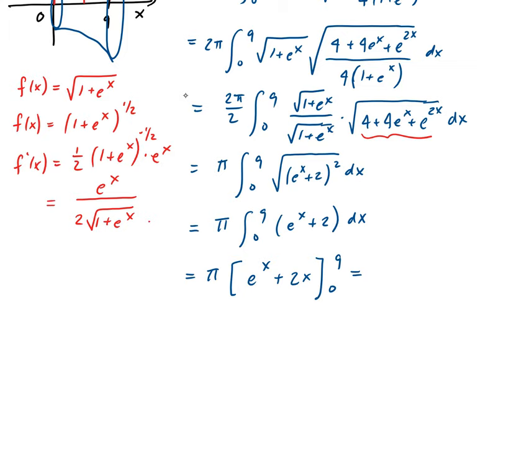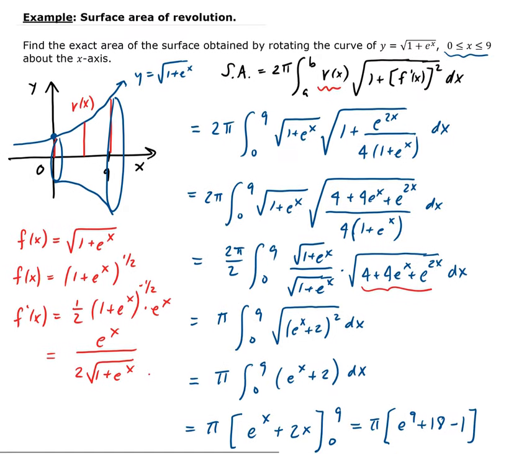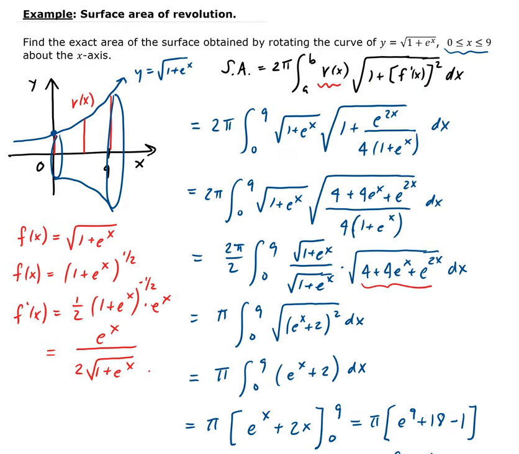Therefore, we're going to get pi times e to the 9th plus 18. Then plugging in 0, e to the 0 is 1, and 2 times 0 is 0. So we end up getting e to the 9th plus 17, times pi. That is the exact answer for the surface area of this region getting revolved around the x-axis.